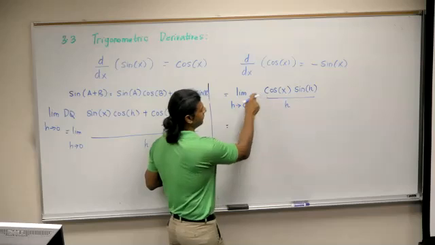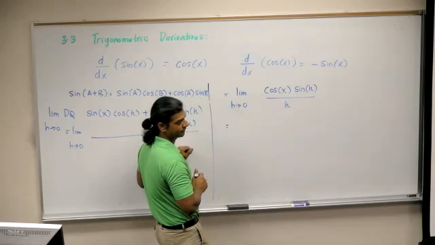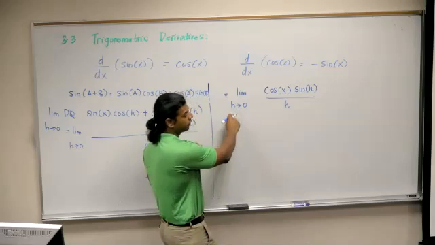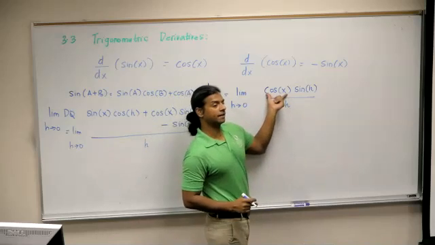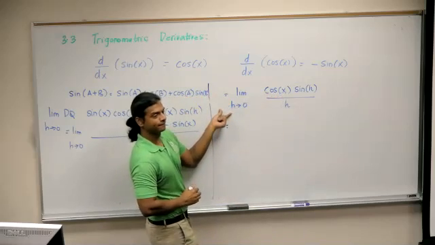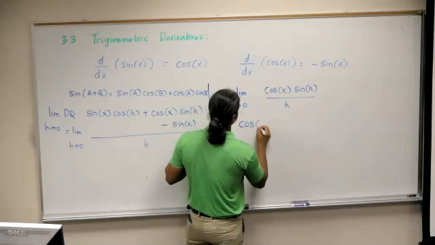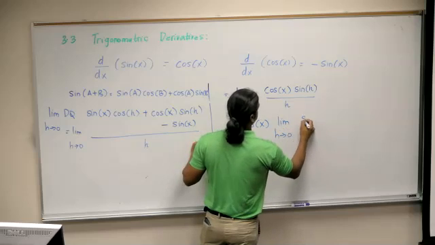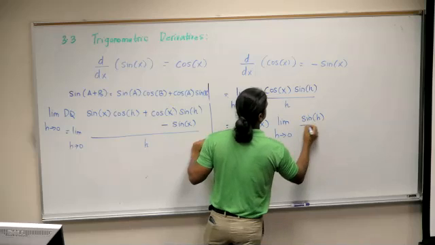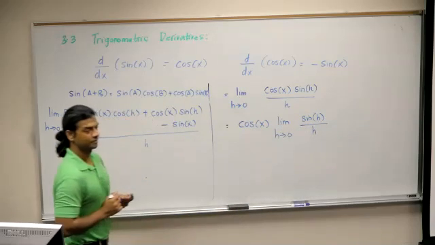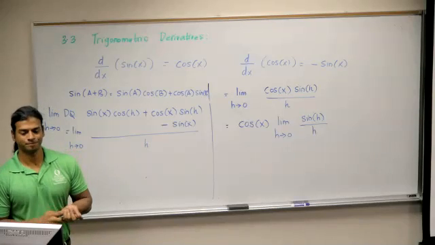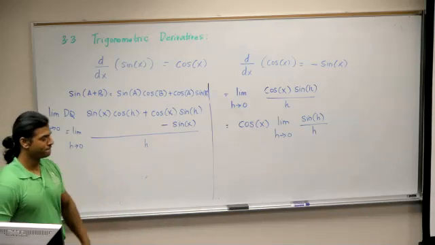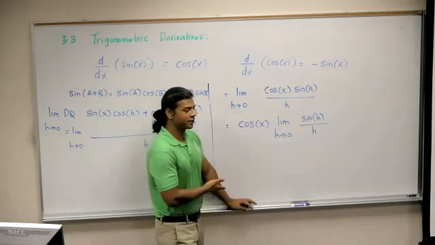So I have this. Would this limit affect cosine x? No, because the limit is for h. What we have is cosine x, so I can pull it out front. Agree? Good. Where do we go from here?